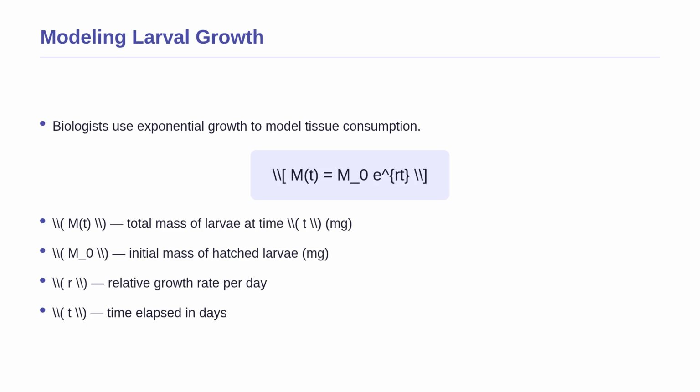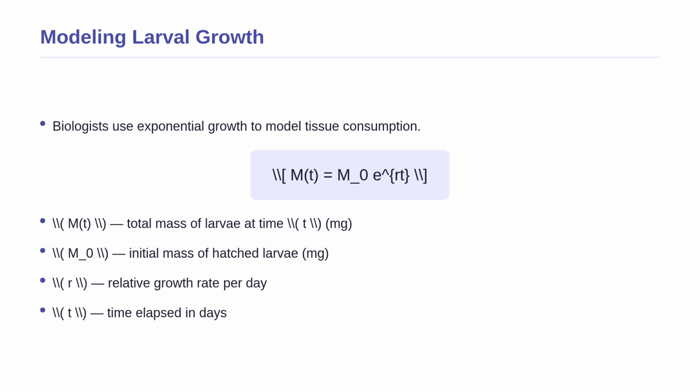To truly grasp how quickly this tissue destruction occurs, biologists rely on mathematical models. Because larvae feed continuously, their mass increases rapidly, which directly correlates to how much host tissue they have consumed. We model this using the standard exponential growth formula. M of t equals m0 times e to the power of r times t.